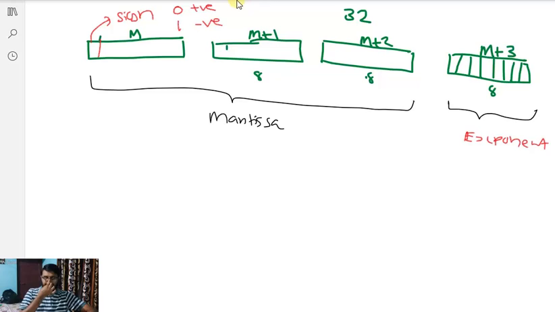So nammal total memory location 32 bits undu, adinathu 24 bit mantissa allocate cheythu, adinathu first bit sign bit aayittu nammal reserve cheythu. Okay, now exponentilum oru minus sign um positive sign um varan saadhyathundu.